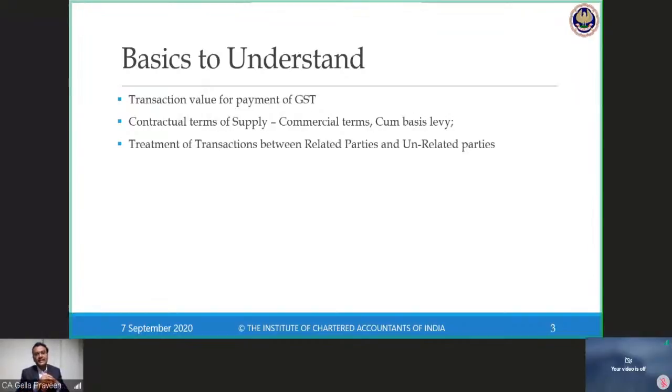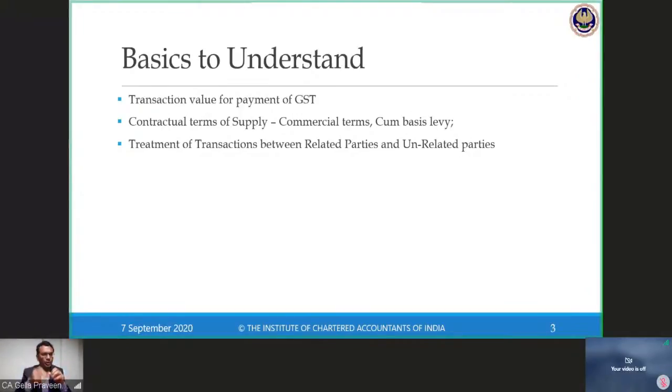Next, treatment of transactions between related party and unrelated party. This is one of the heartbones of your entire chapter 7, called value of supply. This chapter is going to determine, first and foremost, when you look into a transaction between seller and buyer, are they related? If they are related, what should be the transaction value? Can I accept the transaction value on the face of the document, or should I go beneath the transaction to discover the hidden value which is to be called the transaction value?